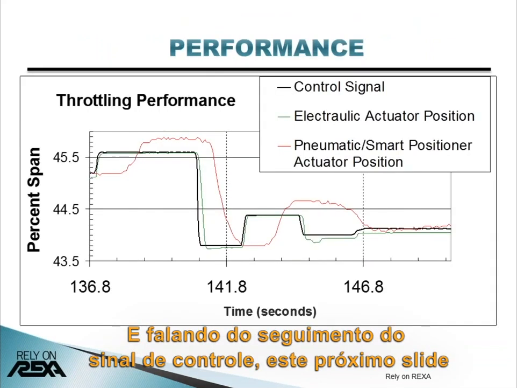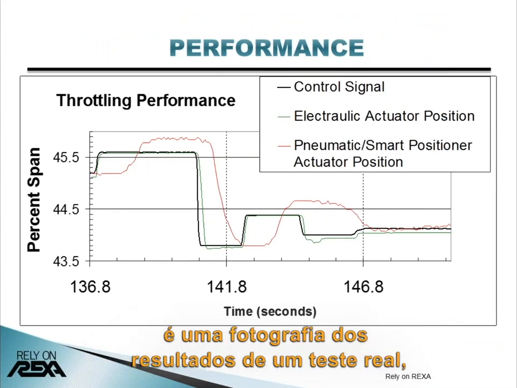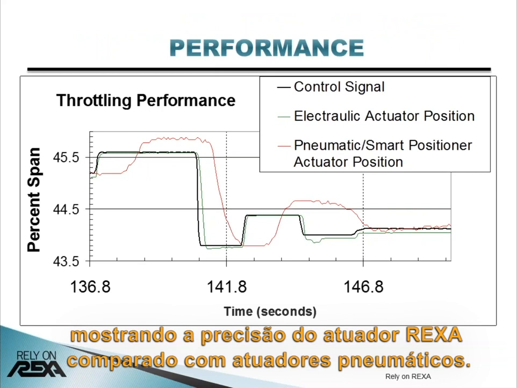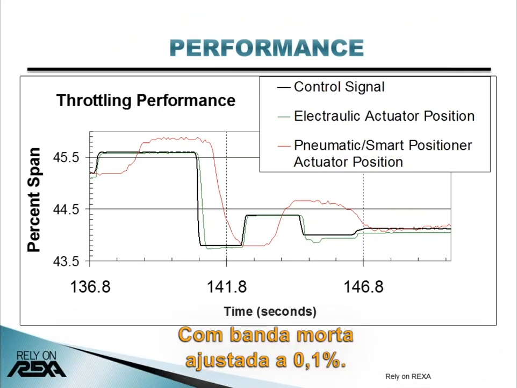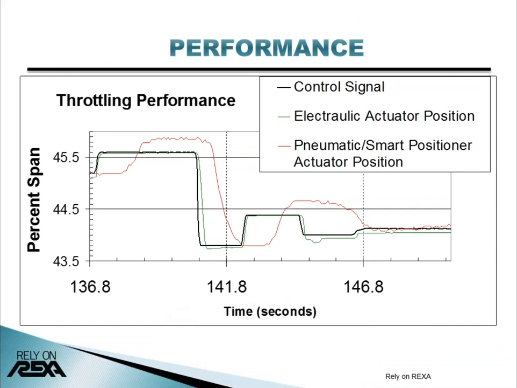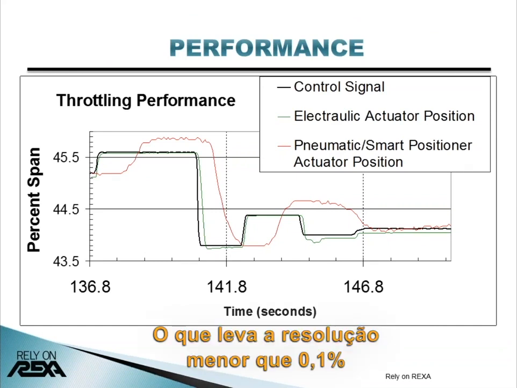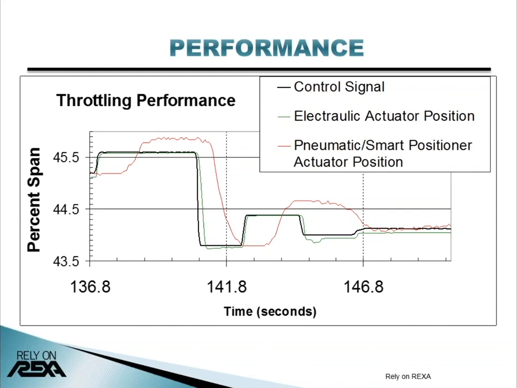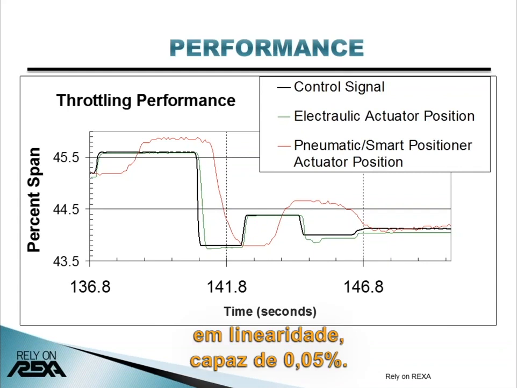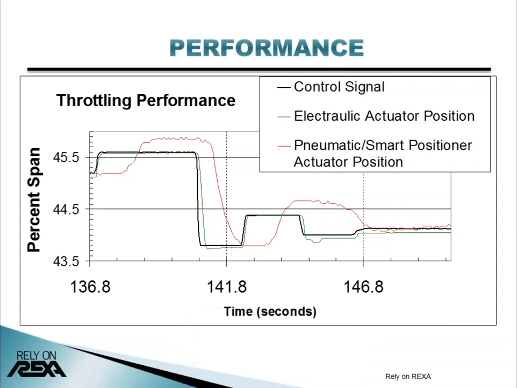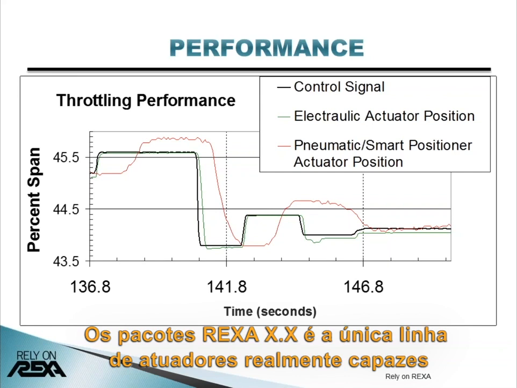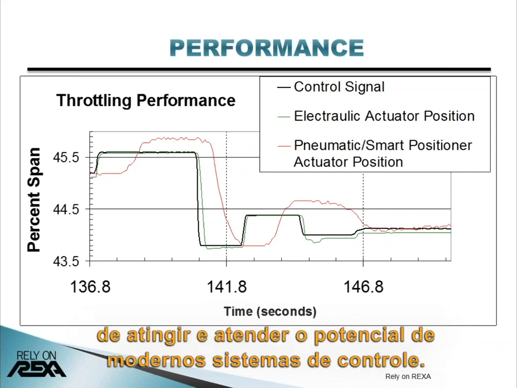And speaking of control signal tracking, this next slide is a snapshot of actual test results showing the accuracy of the REXA actuator compared to pneumatics. With deadband set at 0.1%, which leads to a resolution of less than 0.1%, and linearity capable of 0.05%, the REXA X-Pack is the only actuator product line truly capable of matching the potential of modern control systems.